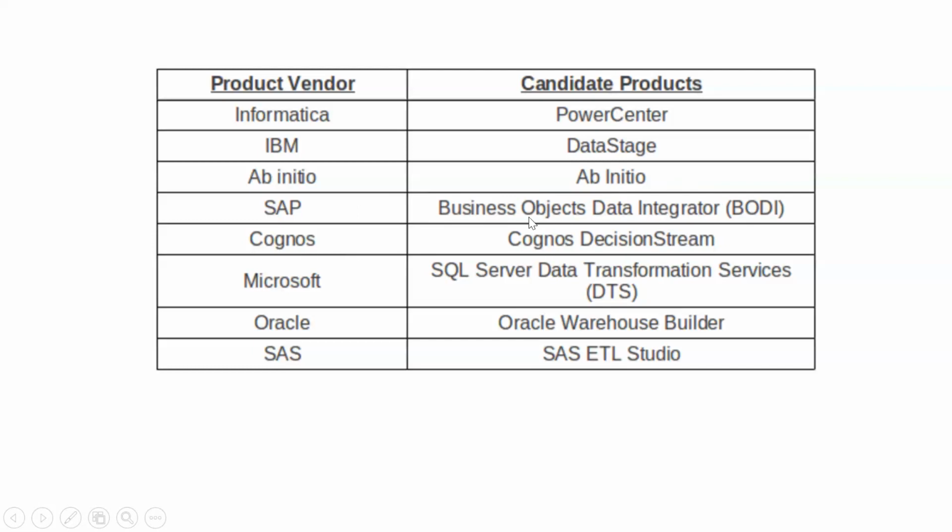Cognos Decision Stream. It's a very old tool. I think it's been obsoleted as well. Okay. So those are the different ETL tools available in different generations in the market. Companies are using this kind of tools for their ETL data loading from source to target.